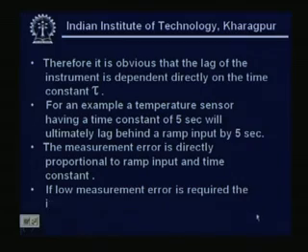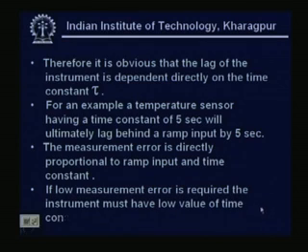If low measurement error is required, the instrument must have a low value of the time constant. It is quite obvious. In the case of step input and all these things, it is not necessary, because ultimately it will reach the steady state; only the time constant will control after what time the steady state error will be 0. Whereas in the case of ramp input, if you want to reduce the steady state error, you have to choose the value of the time constant smaller and smaller.